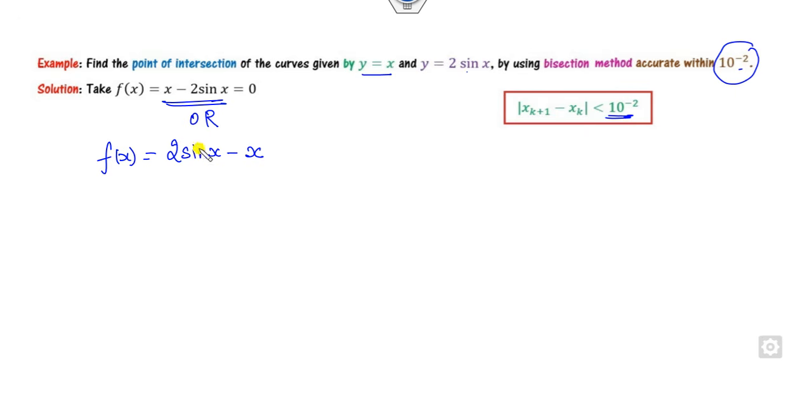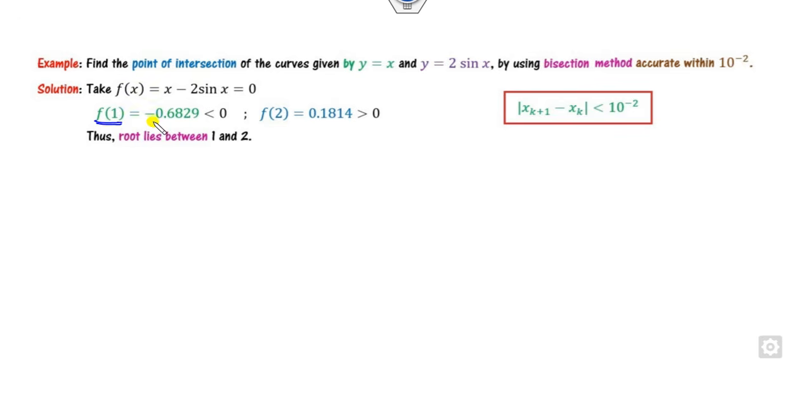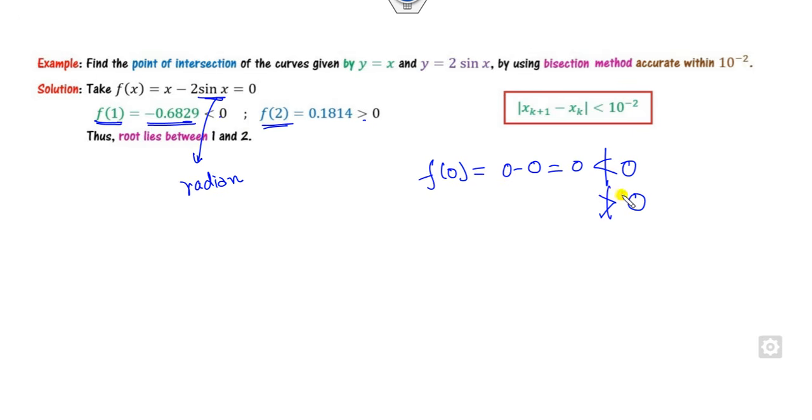Since the interval is not given, how can you find the interval? Look at that. If I start from 0, it's 0, so we are unable to find it. So what is f of 1? If we start from f of 1, this is in radians. Remember, this is in radians. So this number is negative. f of 2 is positive. Because remember, what is f of 0? 0 minus 0, which is neither less than 0 nor greater than 0. So that's why we are working on 1 and 2.